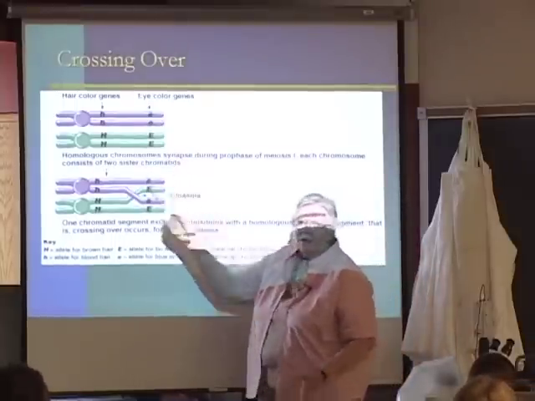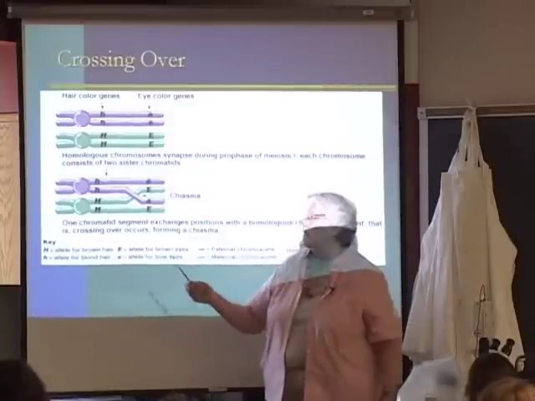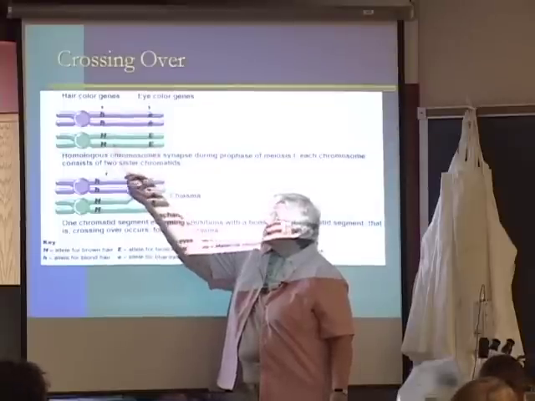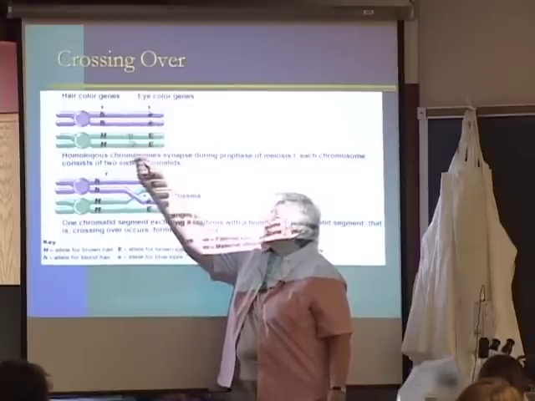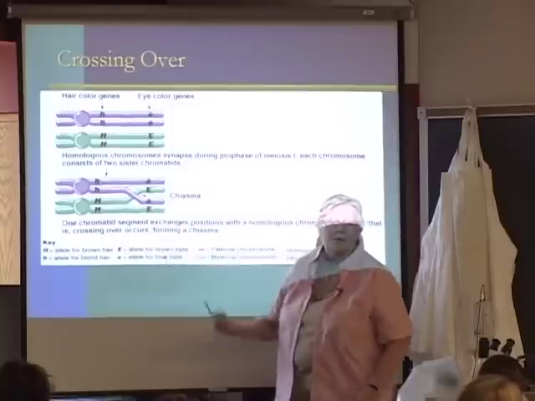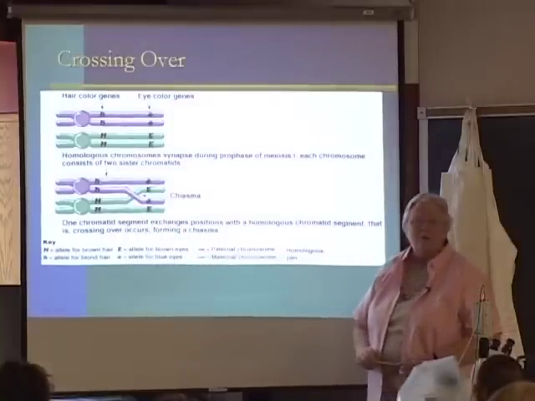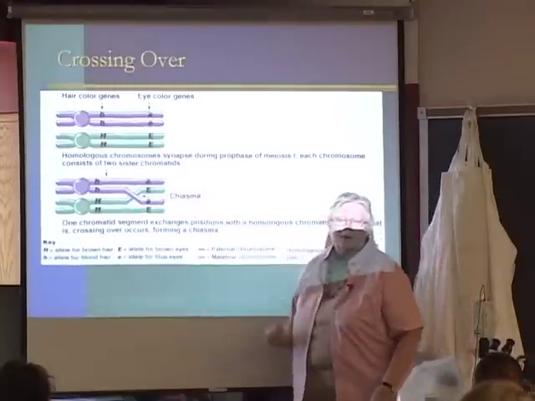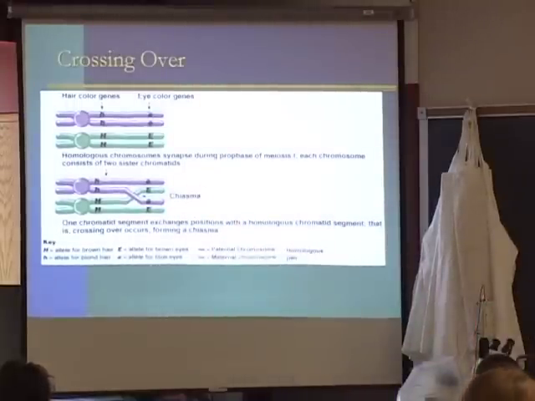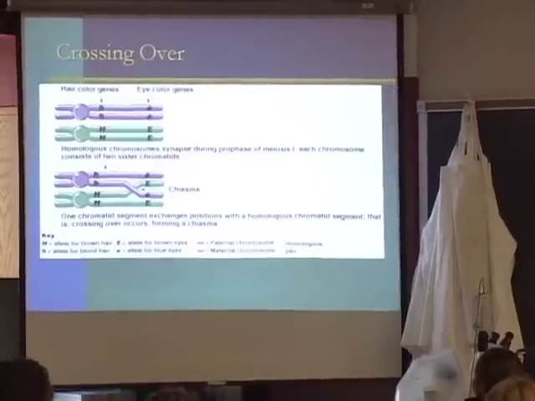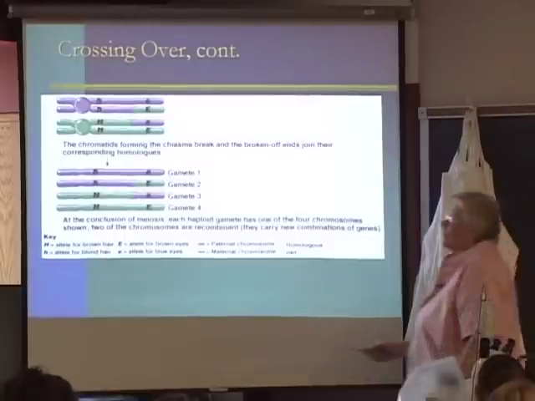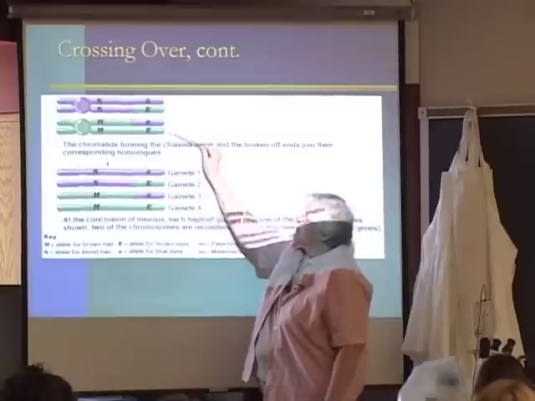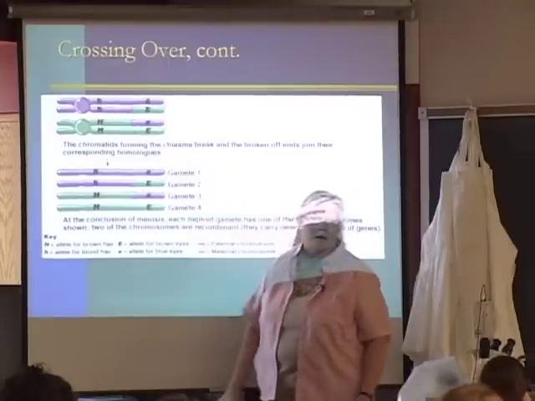And so probably what happened, generations in the past, was the brown hair and the brown eyes were on the same chromosome. The blonde hair and the blue eyes were on the same chromosome. But during meiosis, when the chromosomes come together in the center of the cell, some of them probably wrapped around each other. And then when they wrapped around each other, they broke and rejoined. And so now we have a chromosome that has brown eyes and blonde hair. We have a chromosome that has blue eyes and brown hair.